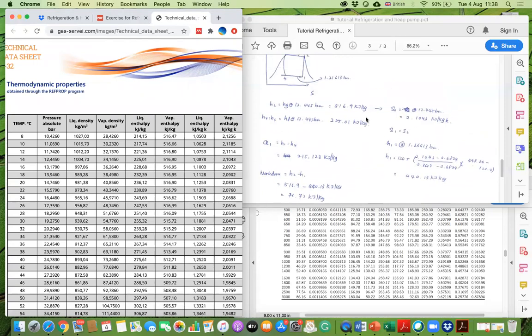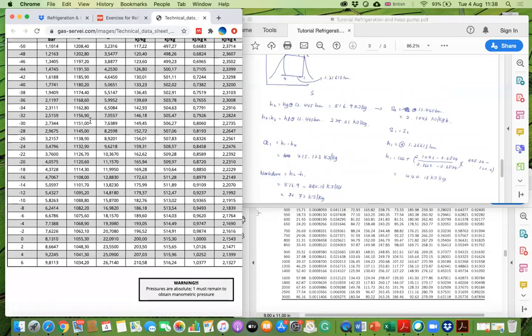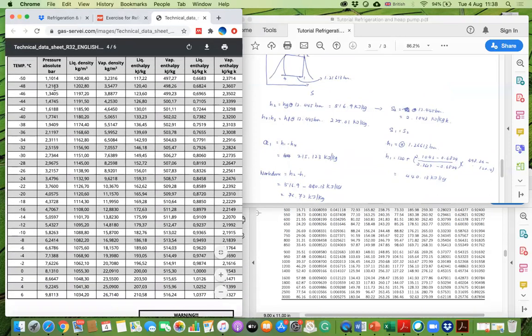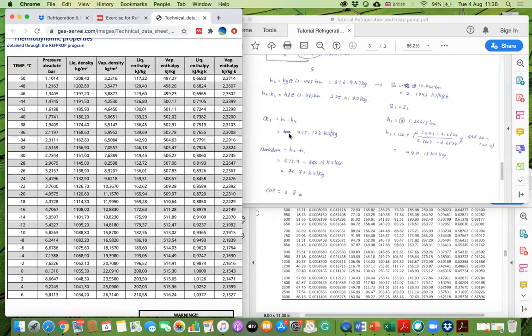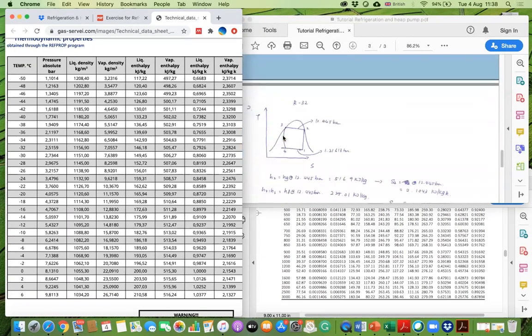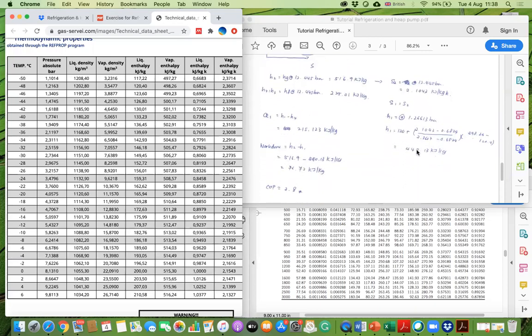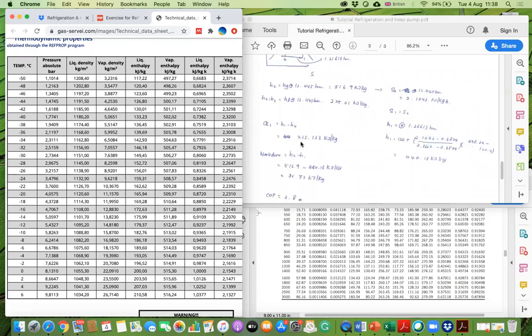Therefore, I can use my S2 at the pressure of 1.2163, okay, to get my H1. I don't need to find the X. If you want to, yes, but you don't need it. So the refrigerating effect is H1 minus H4. Since you have your H1 here, the H4 equals H3. You can refer to your lecture notes for why this happens, okay?